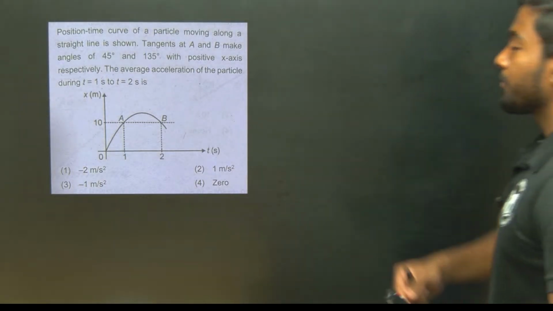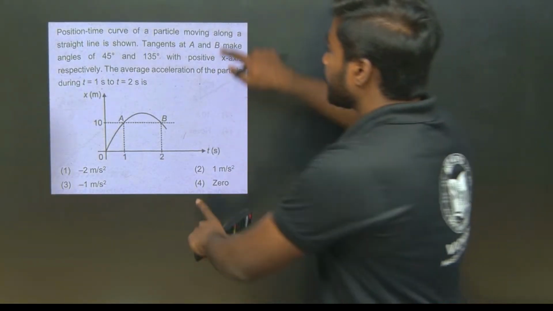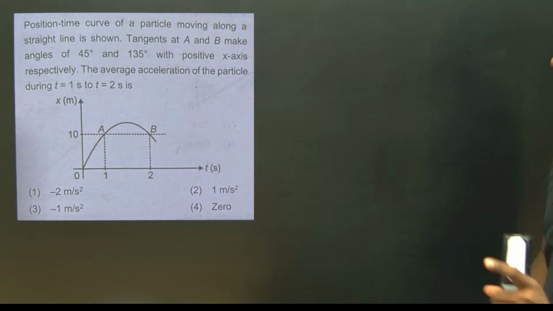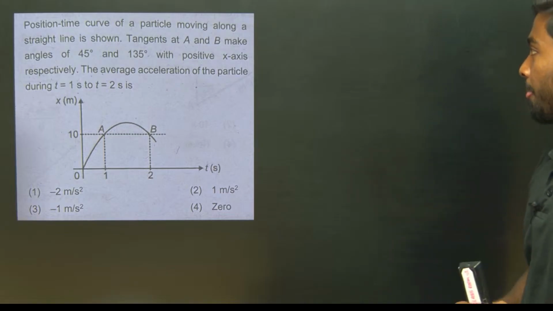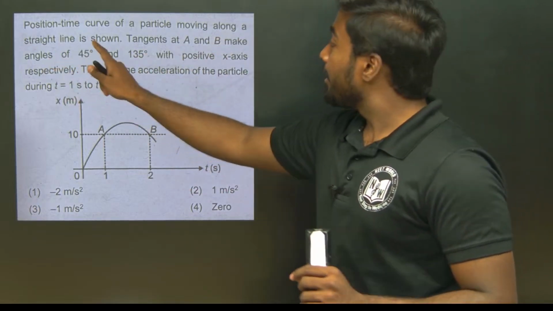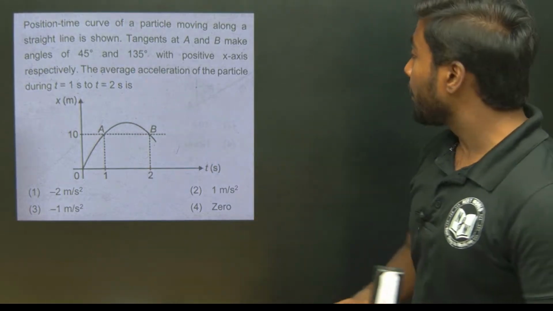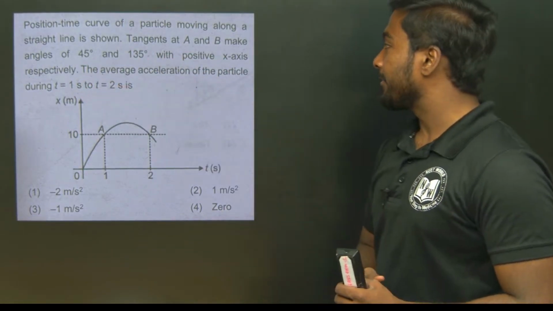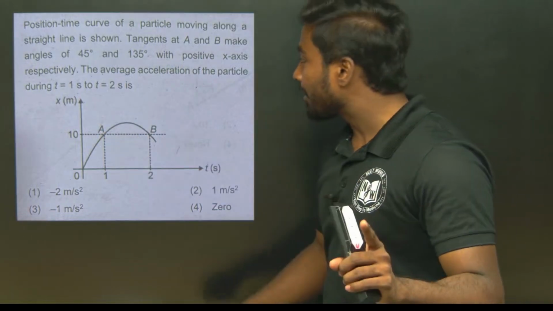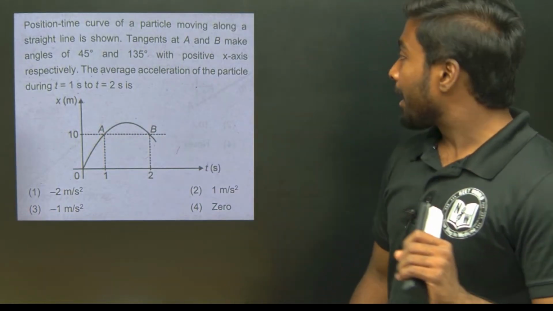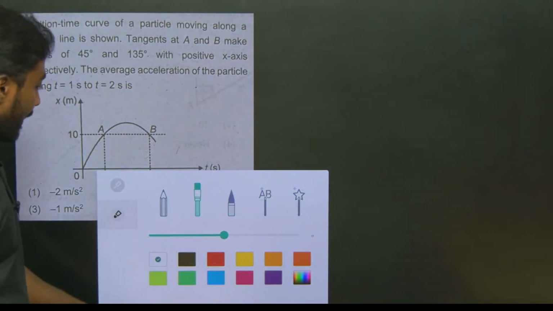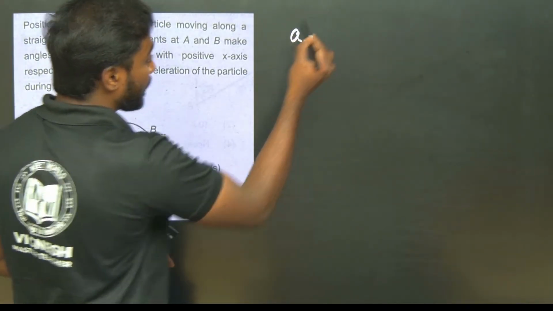So the first question of this class is a position-time curve of a particle moving along a straight line. The tangents at A and B make an angle of 45 degrees and 135 degrees with the positive x-axis respectively. They are asking for the average acceleration of the particle between time t equals 1 second and t equals 2 seconds. So we need to find the acceleration.